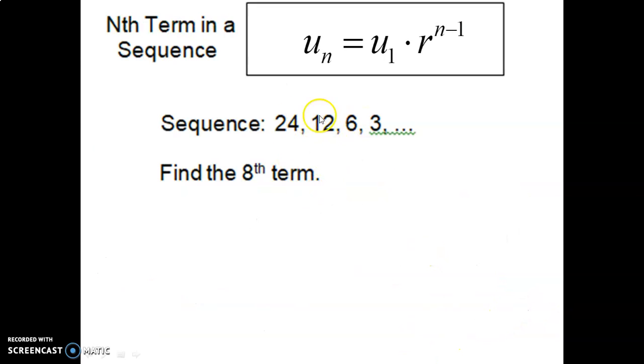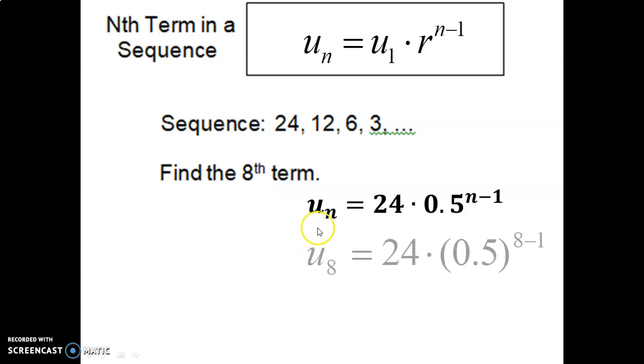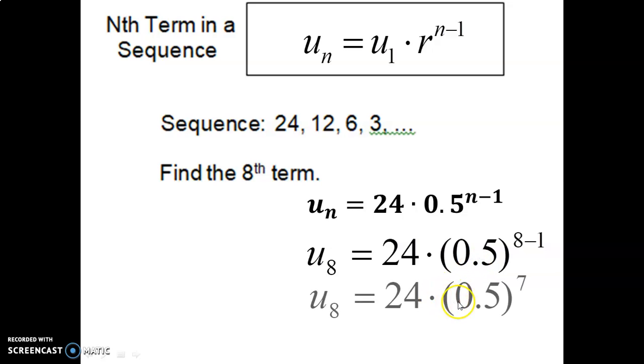Try it here. What is the general rule for this sequence? So take this and fill in the R value and fill in the U1 value, and then find the 8th term. Okay, here's our general rule. First term goes here, 24. We know it's geometric because it's half every time. So here's our ratio, our multiplier is half, n minus 1. So now if we need the 8th term, we put an 8 in here, we put an 8 up here, and we calculate this. That works out to this, and that gives us this value here.